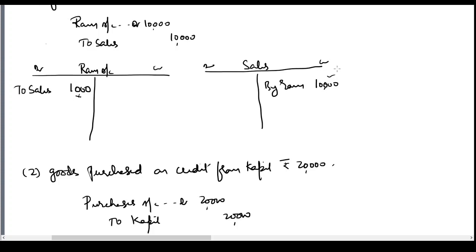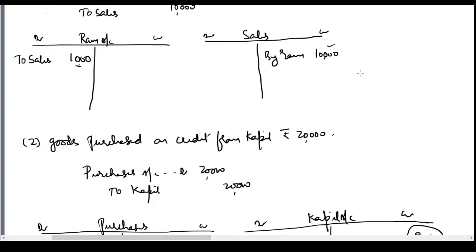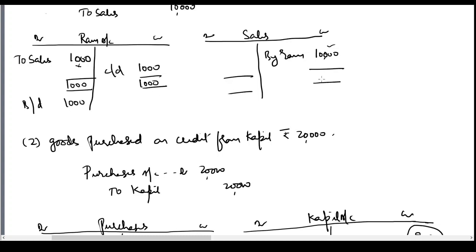Now let us say we prepare the trial balance. Before we prepare the trial balance, let us balance the accounts. This will have a balance of only 1,000 because debit side is debited with 1,000, so I'll write on the credit side carried down, brought down 1,000. Sales account will have a balance of 10,000 because it has been properly credited 10,000, brought down 10,000.